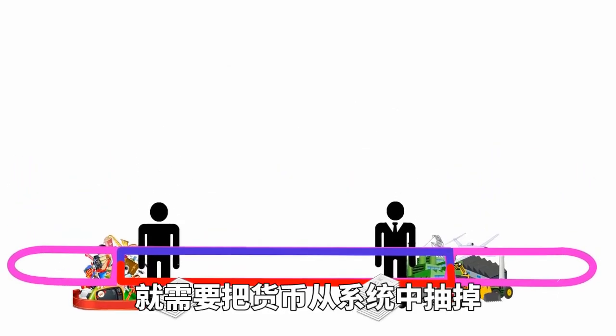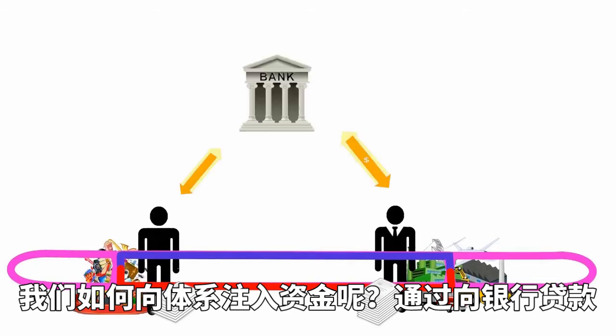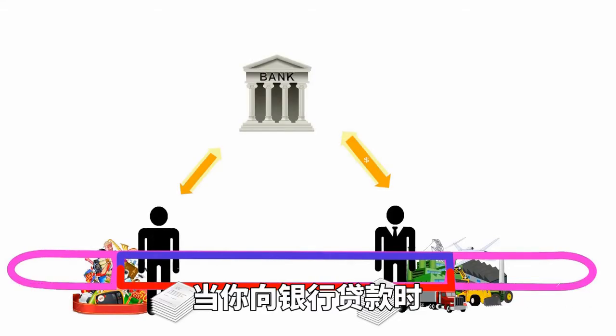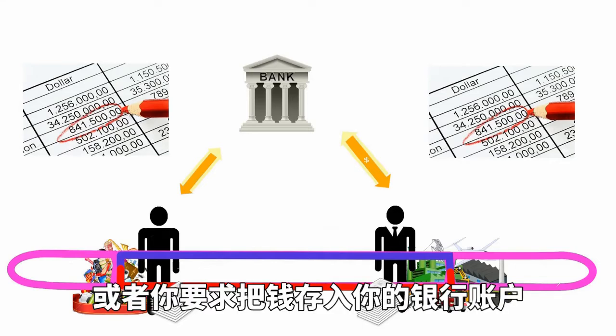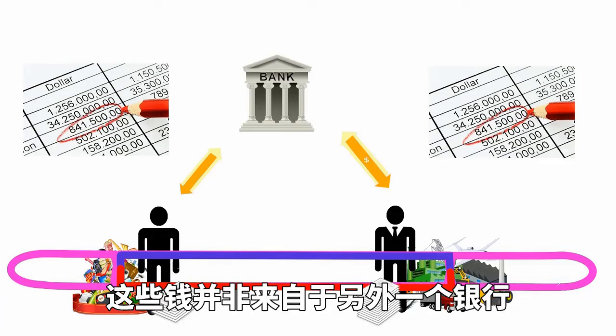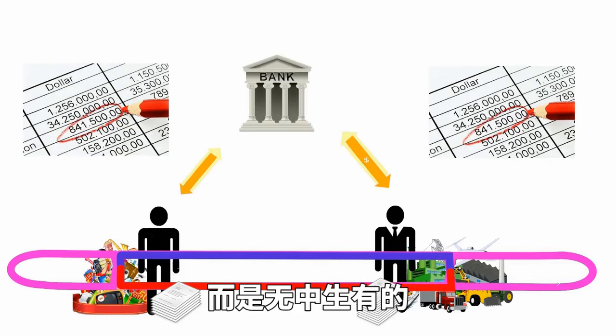How do we inject money into the system? It's by making a loan from a bank. When you take a loan from a bank, the bank writes the amount of money you need or you ask for into your bank account. And it doesn't come from another bank account. It's created out of thin air.